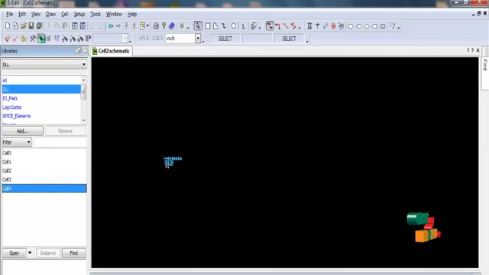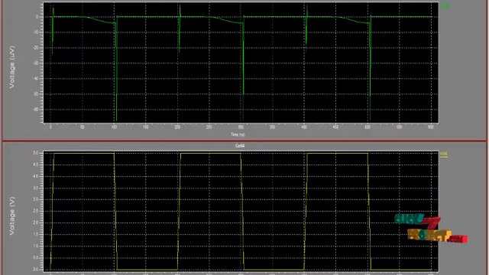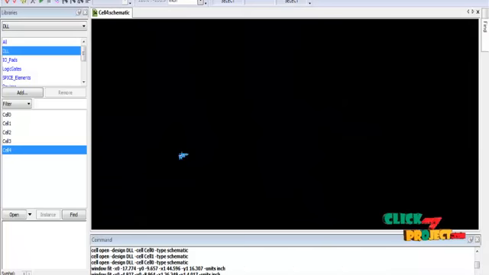Select cell 4 and start simulation. This is the final output of the frequency multiplier.